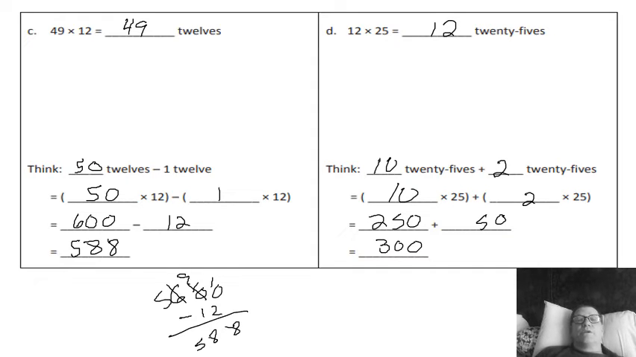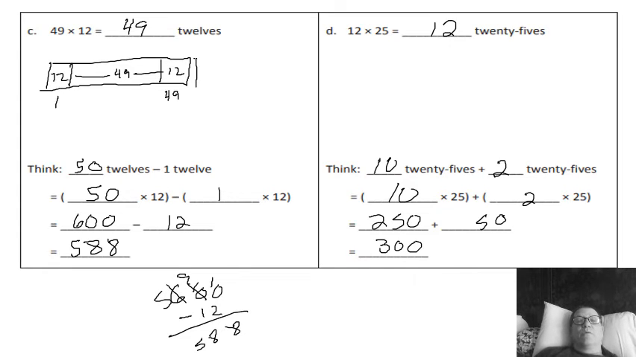Now, I forgot to draw my tape diagrams up here, so I'm going to go back to it. So this first one, I'm going to draw it. And I'm saying 12s. So I know this is a 12. I know this is a 12. And I know there are 49 of them. Now, this is 1. This is 49th 12. And this here is my 50th 12. So I'm solving for the 50th 12, and then we're going to subtract it.